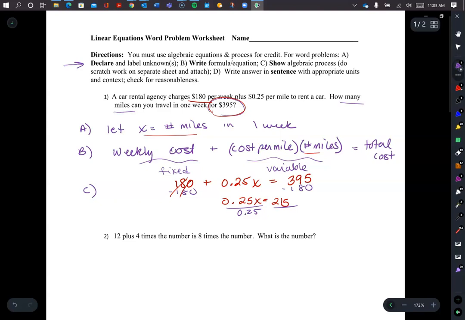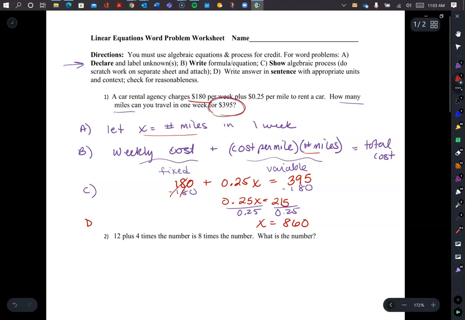And again, you can just use a calculator, but just show me what you're typing in here. Okay, so 215 divided by 0.25 would be 860. And does that kind of make sense to the problem? Well, yeah, I think so. We could work it backwards, say 860 times the 25 cents a mile, and then add on our flat rate of 180 for the week, and we do get our 395.